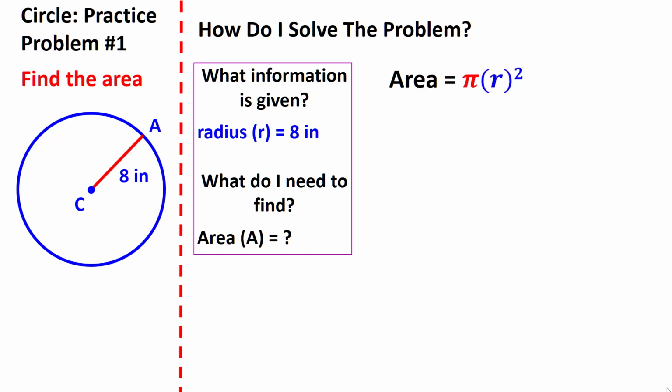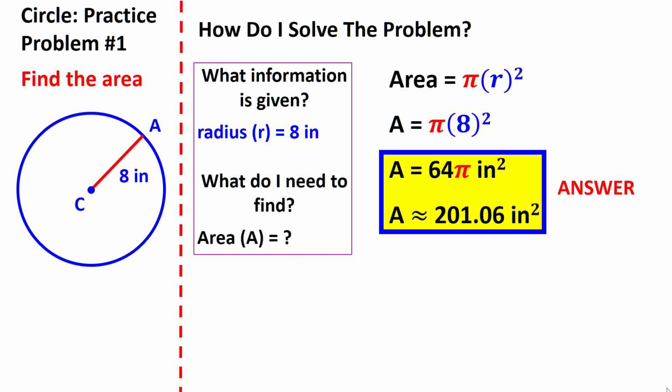First, I start with the area formula, pi r squared. Next, I do substitution. The radius equals 8, so I substitute in 8. 8 squared is 64, so 64 times pi. The answer is 64 pi inches squared. Now, sometimes the answer can be in a decimal form as well. Both answers will work.